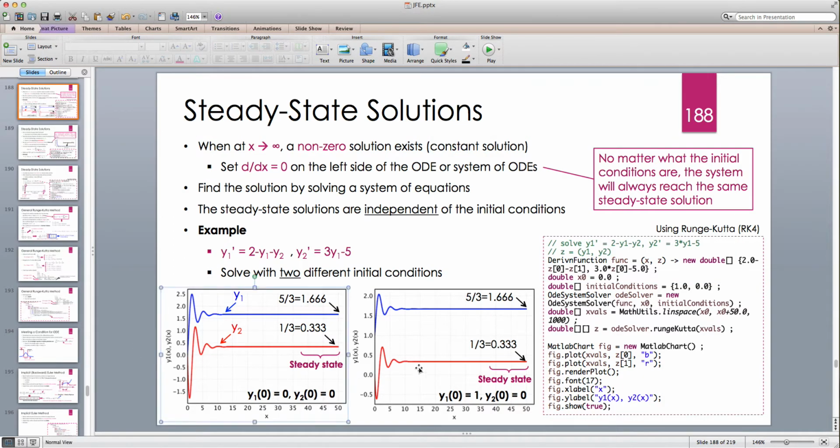Now here I'm presenting the solution of the ODE y1 and y2 for different initial conditions. So just bear that in mind. These are different initial conditions. The point I'm trying to make here is that no matter what the initial conditions are, the system will always reach the same steady state solutions. And it's very clear here. Let's assume that y1 at 0 is 0, y2 at 0 is 0.